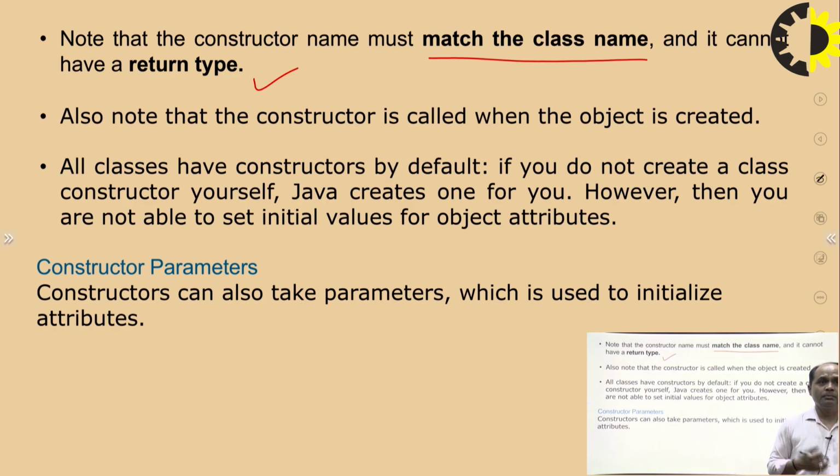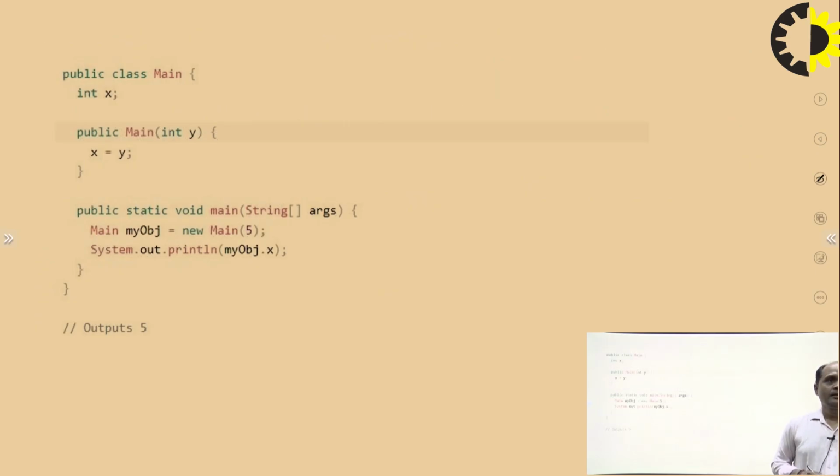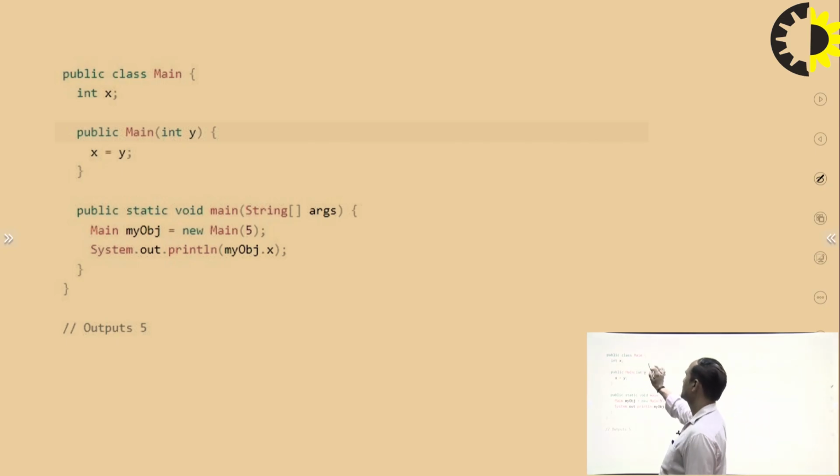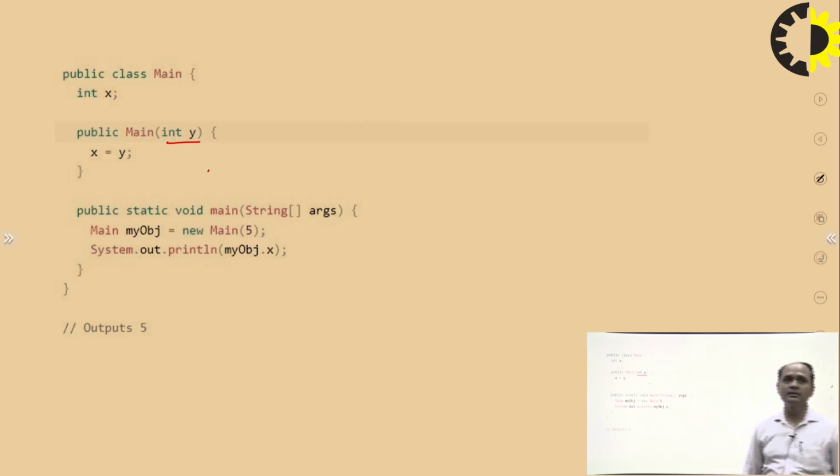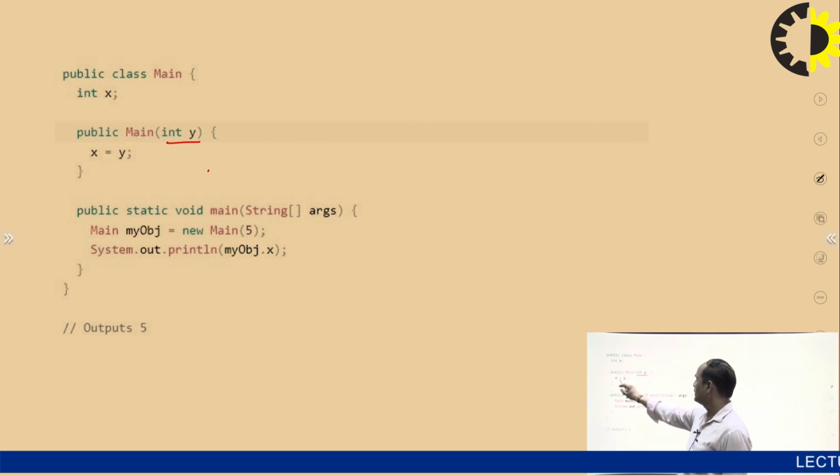What is a constructor parameter? A constructor can take parameters, which are the attributes used to initialize the object. Suppose we have a class Main with an integer x, and public Main with int y. We can pass this parameter to the constructor. This is called a parameterized constructor. We pass y and set x equal to y.